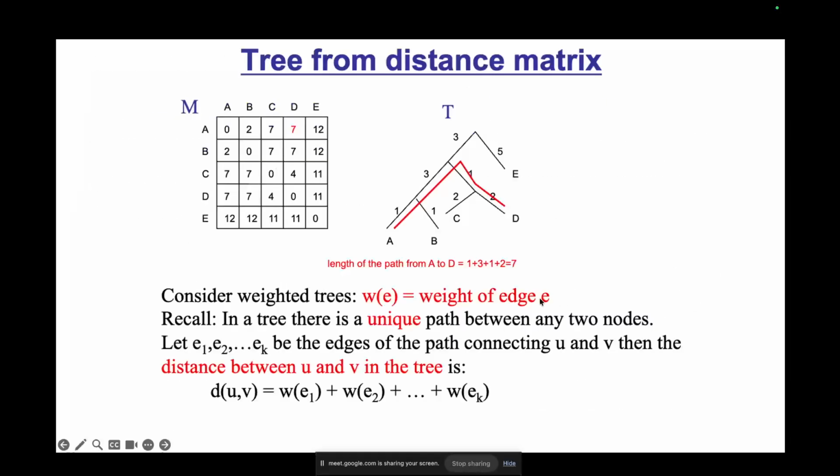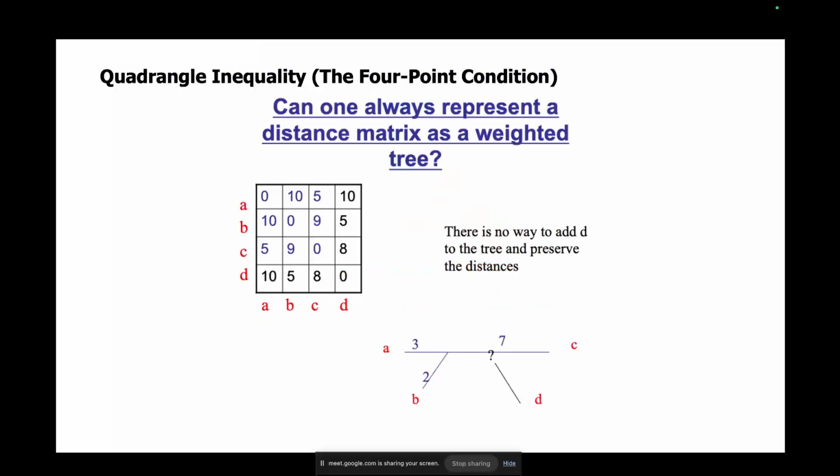So if you have these weights, you can calculate the distance between any two nodes or any two sequences in a tree, right? Okay, I'll not go into very much detail of this, but I just wanted to give you an idea that if you have an existing tree and you want to add an element to the tree, it's not very straightforward, right? So a distance matrix cannot always be visualized as a weighted tree.